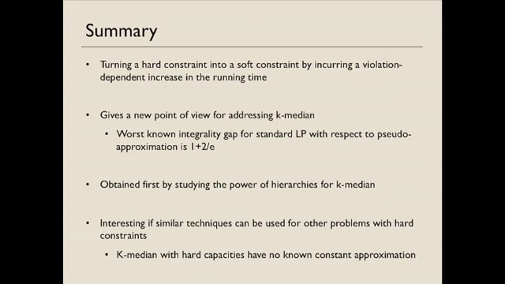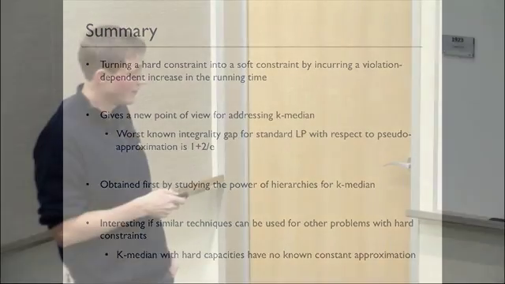Okay, so the summary is, I think the most interesting is that we managed to turn this hard constraint into a soft constraint. So this gives a new point of view, and what is very nice is that this standard LP, we thought it was not good enough to answer what we think is right, 1 plus 2 over e. But now it might be good enough, as we can open a constant more facilities. So just by looking at this standard LP and trying to round it, opening a little bit more facilities, even if I only open one more facility, I don't know of anything worse than 1 plus 2 over e. So it might be possible to use the standard LP.